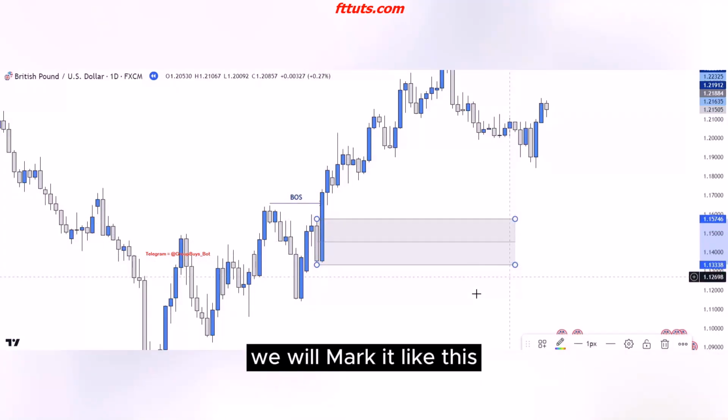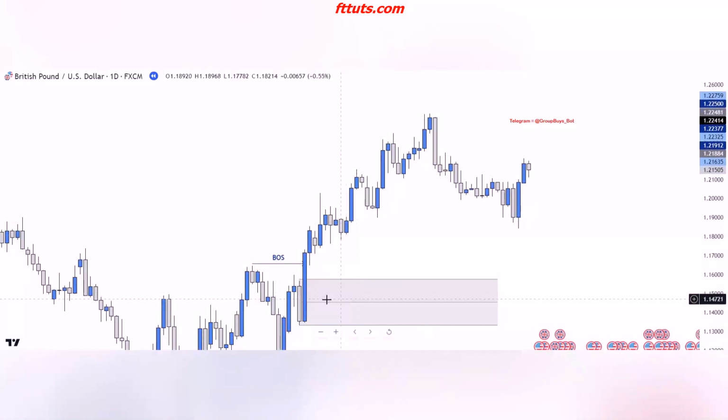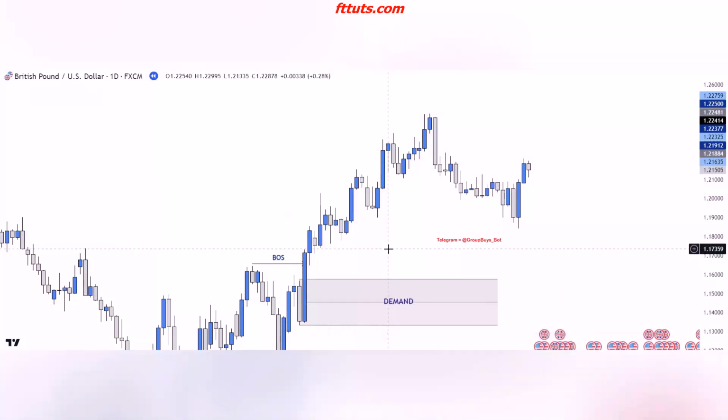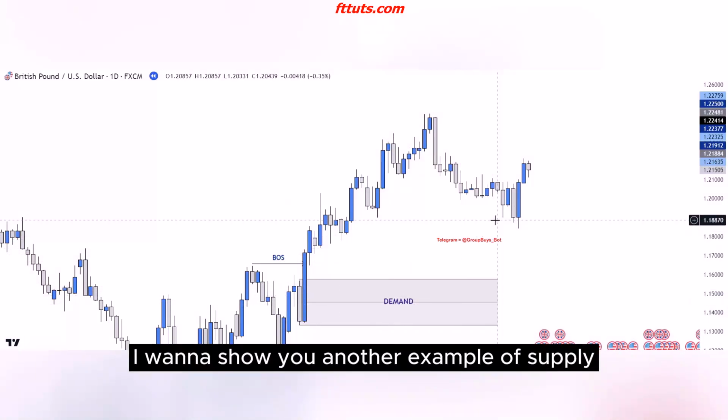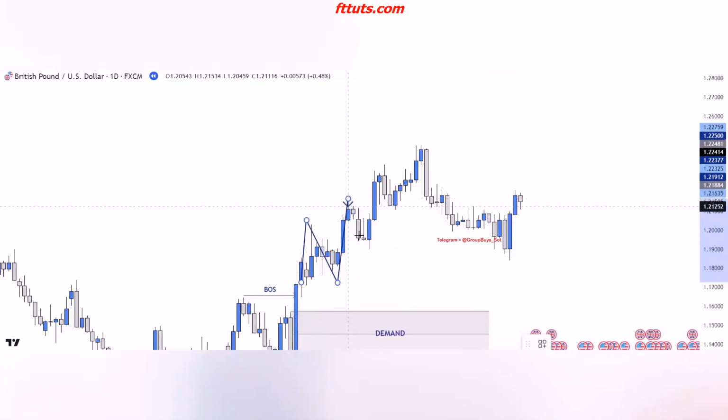This is where the buyers took control. We will mark it like this. This is the last candle before the candle that broke the structure. This is our demand. I want to show you another example of supply. As you can see, the trend is still bullish.